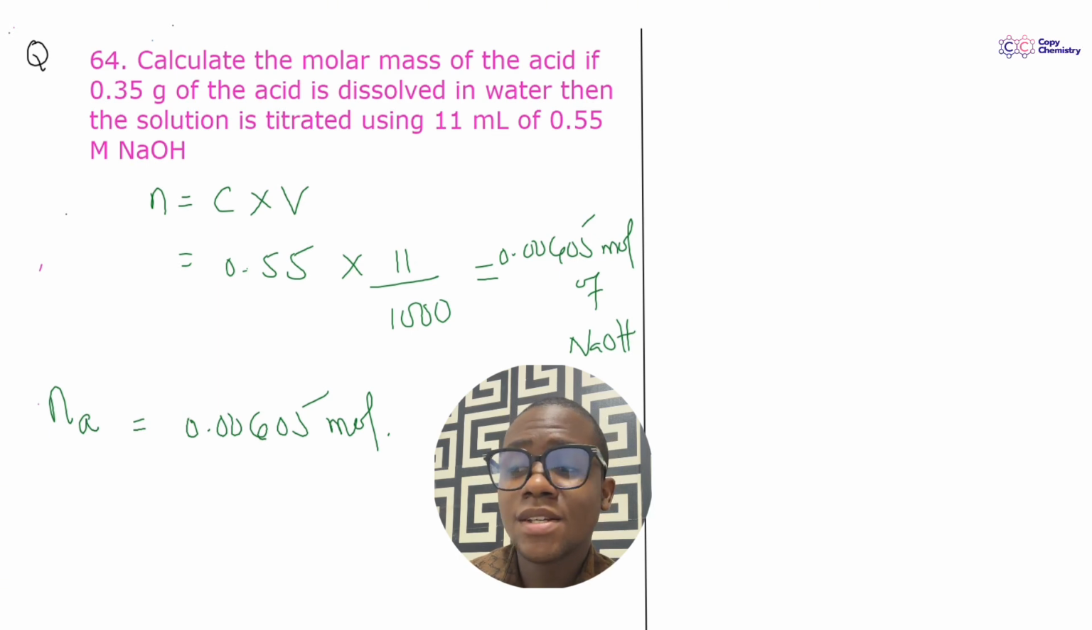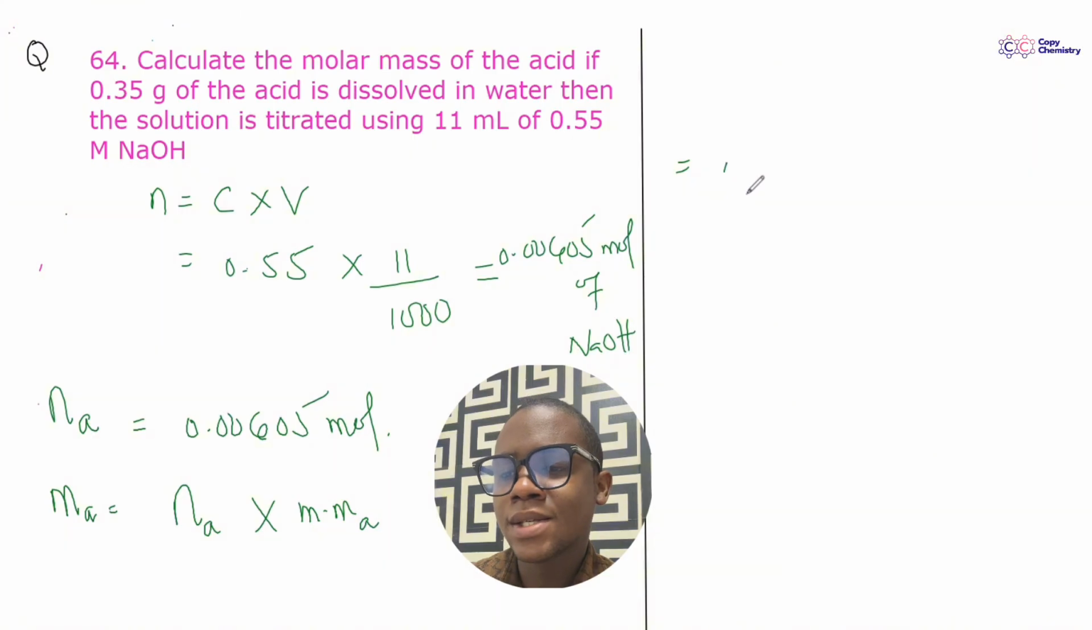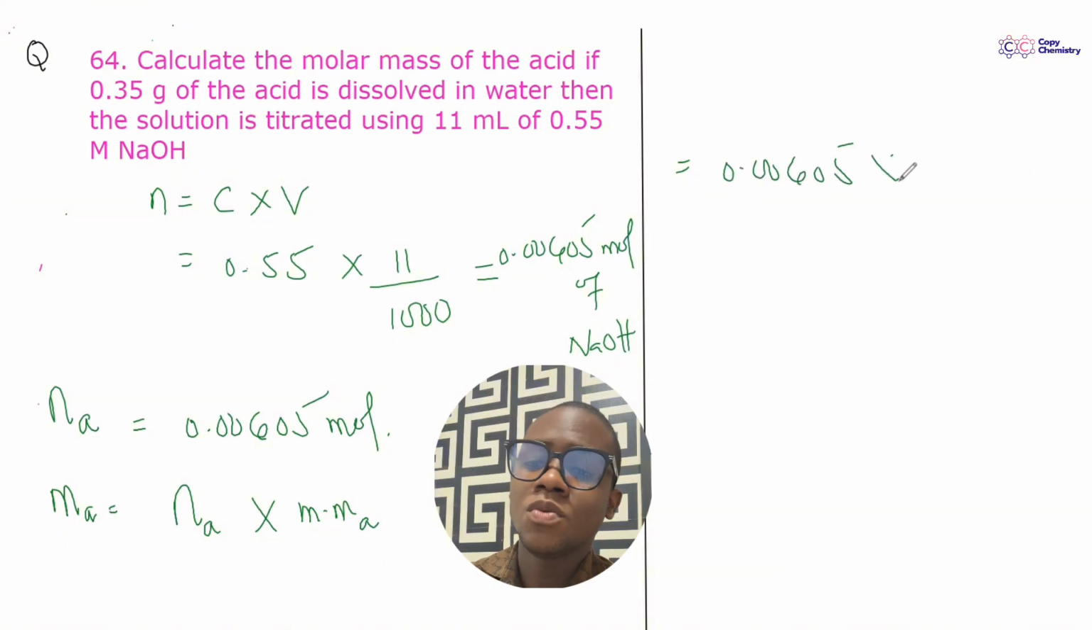Calculate the molar mass of the acid if we know the mass of the acid. This looks like easy stuff. Mass of the acid will be molar mass of the acid times number of moles, right? So the number of moles of the acid, 0.00605, will be multiplied by the molar mass of the acid to give you the mass of the acid. But the mass of the acid is already 0.35 grams. That's the mass of the acid, and when you multiply it by the molar mass, you have this.